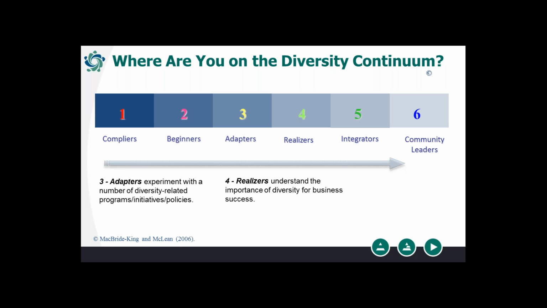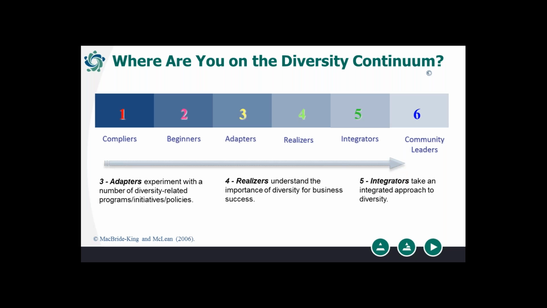Realizers now have made the link to business success. There's an early movement towards, I call it, applying a diversity lens to all aspects of the business. And their vision, values, and mission statements highlight the importance of diversity. So if we were to read those statements, we would see threaded through them something related to diversity and inclusion. For the realizers, leaders are starting to become champions. You see them stepping out and making the investment.